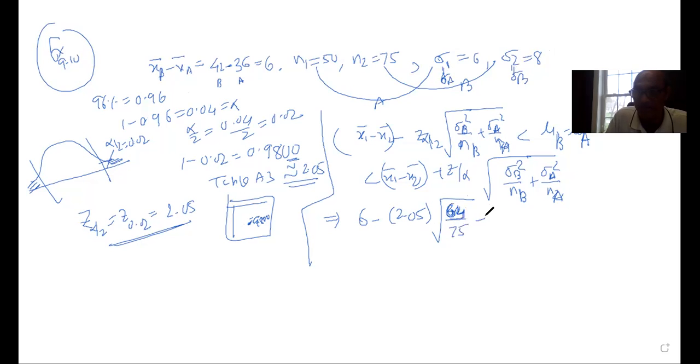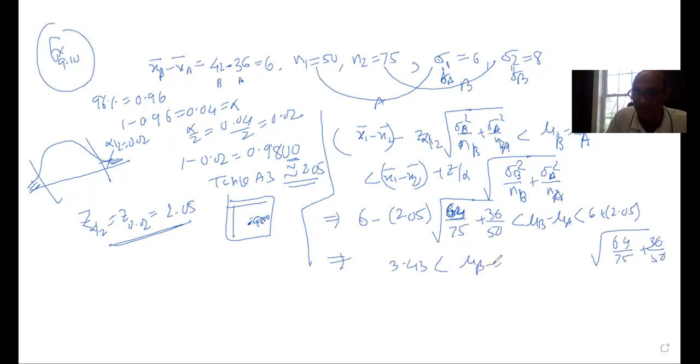So sigma B is 8, and the square root of 64 divided by 75 plus 36 divided by 50, is less than nu B minus nu A, and that is less than 6 plus 2.05 times the square root of 64 by 75 plus 36 by 50. Use your calculator, and you get 3.43 is less than nu B minus nu A, and that is less than 8.57.